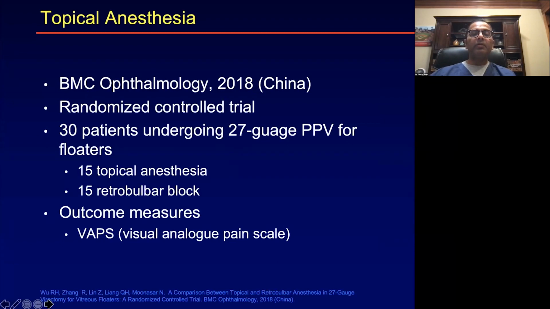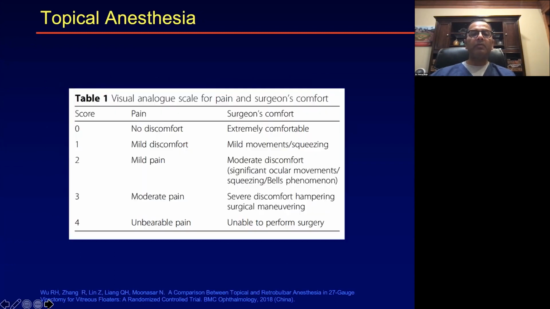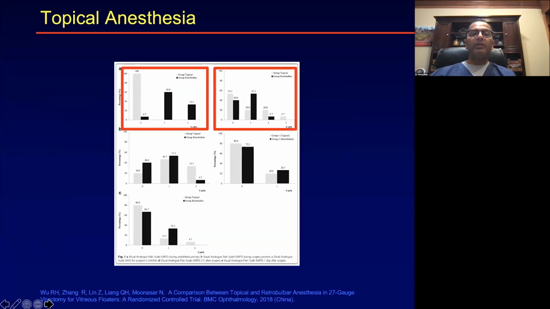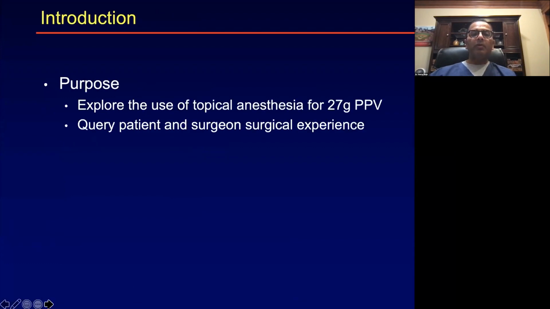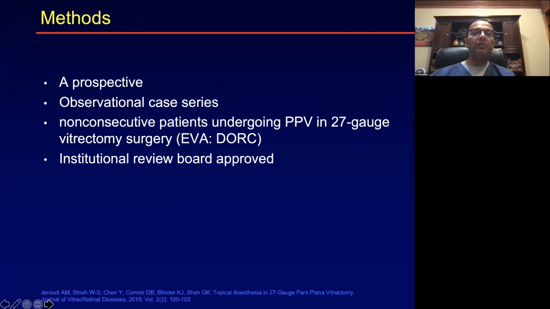This was a study in 2018 from China, looking at 27 gauge vitrectomy for floaters, and they looked at analog pain scales. Typically, when I do surgery for this, I do them very topically, and this was a pain scale they used. The problem is that in these patients, this was unclear the extent of vitrectomy performed, and there's no stratification by PVD in these eyes. So we want to look at our experience with topical anesthesia for vitrectomy for certain diagnoses such as floaters.